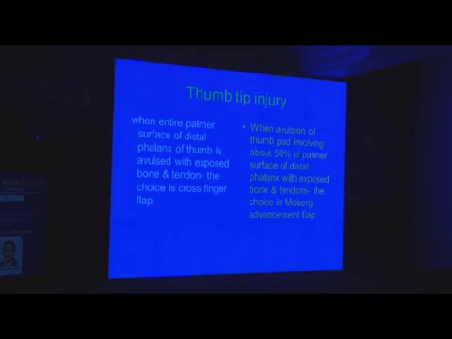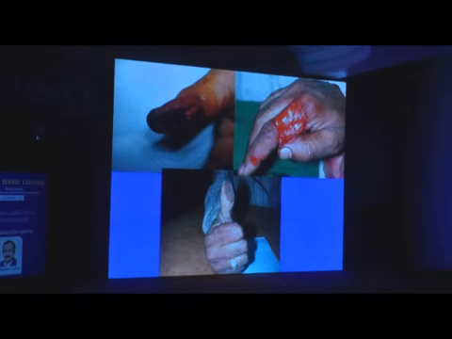Some mention about the thumb injury because it's anatomically different. There is no loop end artery on the fingertip of the finger. There is no loop artery of the thumb tip. So when the entire palmar surface of the distal phalanx of the thumb is avulsed with exposed bone and tendon, the cross finger flap or maybe FDMI can be a good choice. But when avulsion of the thumb fat is involved less than 50%, Moberg advancement flap is a choice. Here the almost full area is involved, cross finger flap gives good function, but color matching is not there.